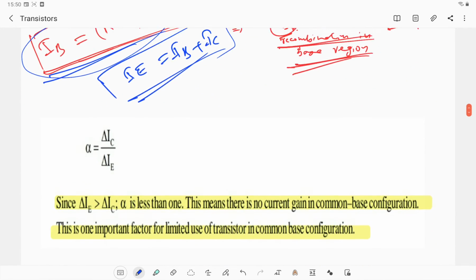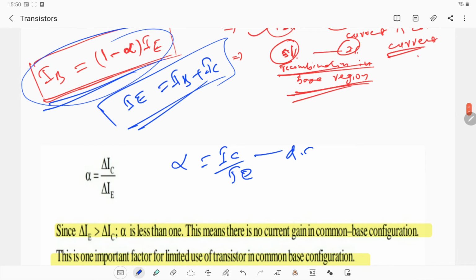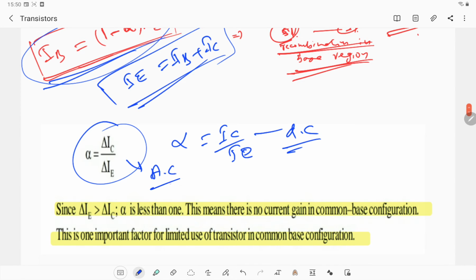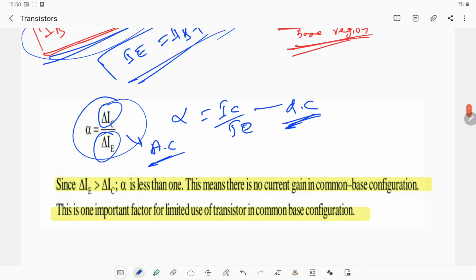See here, in common base configuration, alpha is equal to IC by IE. This is for DC, and alpha is equal to delta IC by delta IE, and this is for AC signals. Why? Because AC signals are changing. This is nothing but change in collector current over change in emitter current. Emitter current is more than collector current. Therefore, alpha is less than 1. Its value is 0.95 to 0.98.